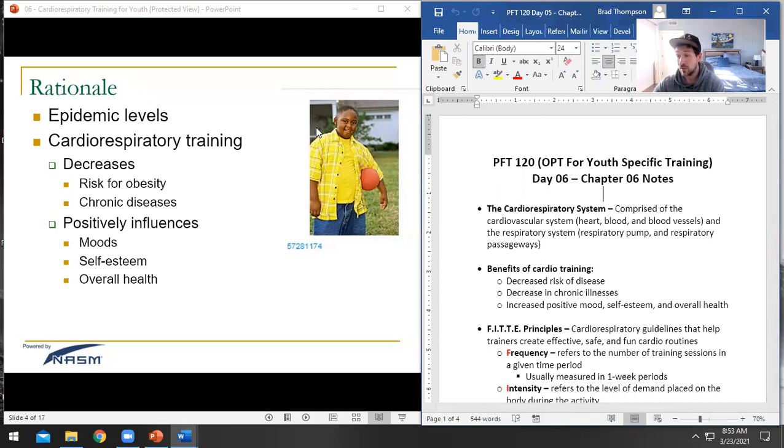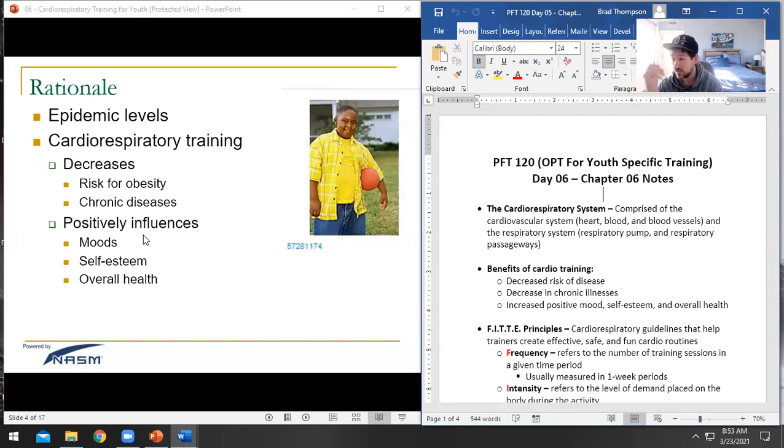And so cardiorespiratory training combats a lot of those things because, number one, it's very good for the body, right? It's putting stress on the body to develop the cardiorespiratory system. But also number two, it burns a lot of calories, which has positive metabolic effects as well. And so it can decrease our risk of obesity. It can decrease our risk of diseases and has positive influences by improving mood, right? You create a lot of hormones and endorphins while you're doing cardio.